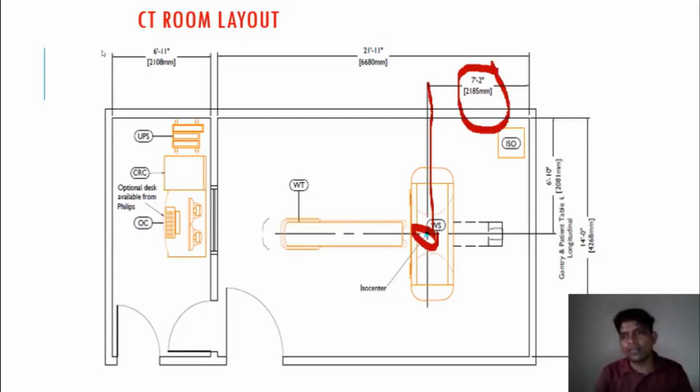In the same way, from the other end of the isocenter to the other wall, the distance is also supposed to be 6 to 10 feet. This is what is recommended. If this distance is maintained, installation is possible, and you can avoid unnecessary exposure to the neighboring room.